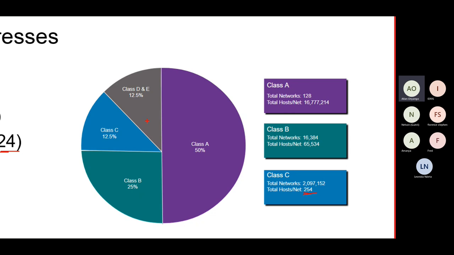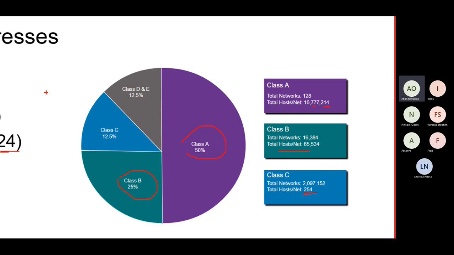Class B, now between 255, any company with 255 up to 65,534, that company should not go for class C. That company should now go for class B. And class B is composed of 25% of the addresses, and it has about 65,535 addresses. That is class B. Now, any company with over 65,534, like 65,535, all the way to 16,777,214. Any company with over 16 million will now go for class A, which comprises of 50% of the total of the 4.3 billion addresses, okay?